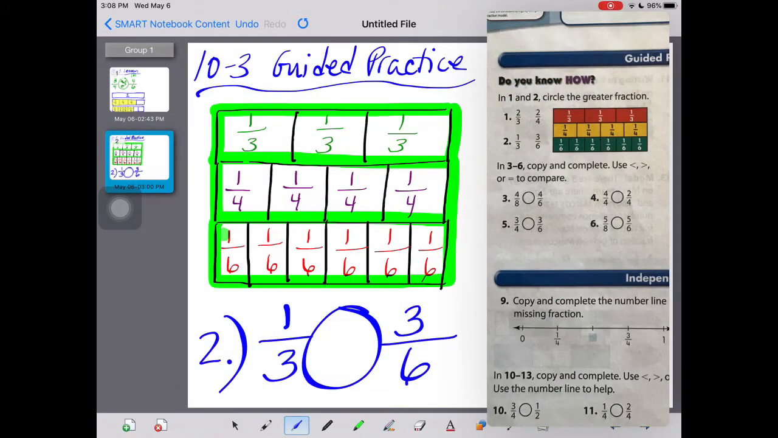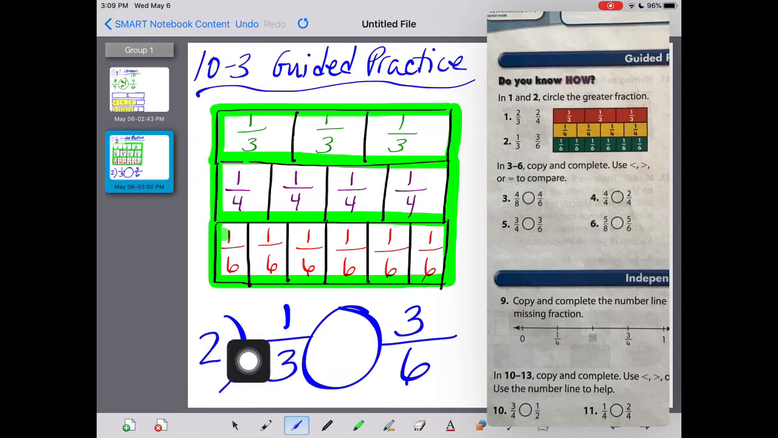All right, guys, now for number 2, we're still looking at the same fraction strips, but we're going to compare 1/3 to 3/6. Let's look at the denominators. This one has the denominator 3. That means that the whole has been divided up into thirds. Right here, third, third, third. This denominator says 6. So this fraction has been divided up, the whole, into sixths, representing right here.